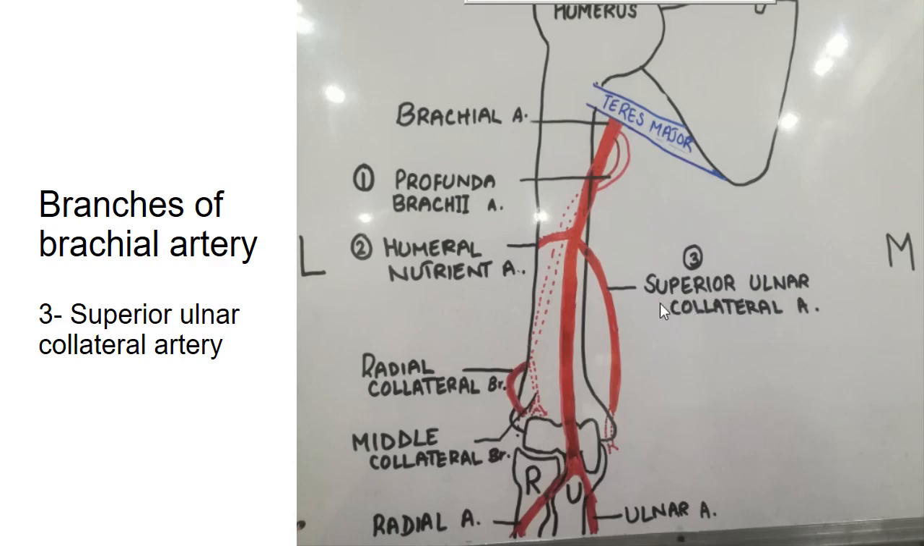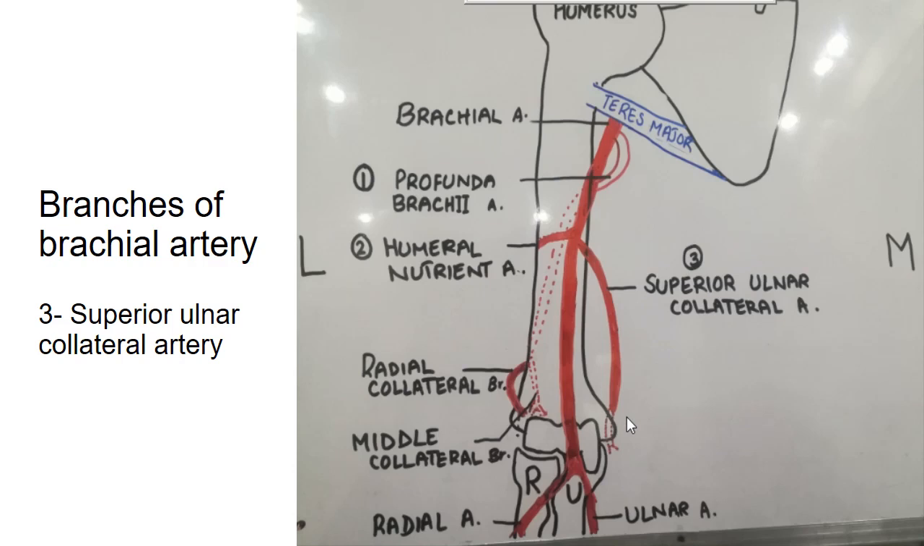The third branch which arises from the brachial artery is the superior ulnar collateral artery. This superior ulnar collateral artery arises from the medial aspect of the brachial artery near the middle of the arm. It then runs downwards and accompanies the ulnar nerve just posterior to the medial epicondyle of the humerus. It lies along with the ulnar nerve on the posterior aspect of the medial epicondyle of the humerus.